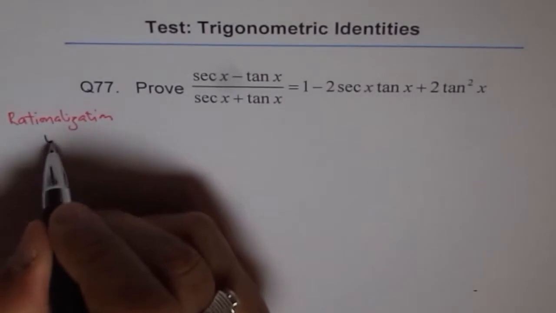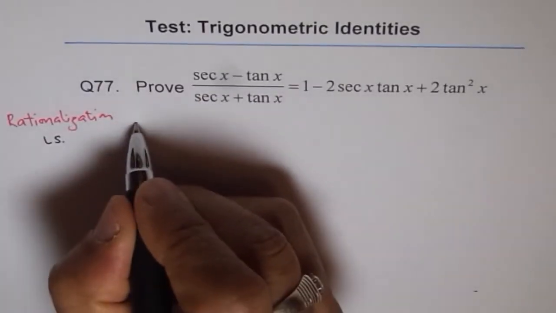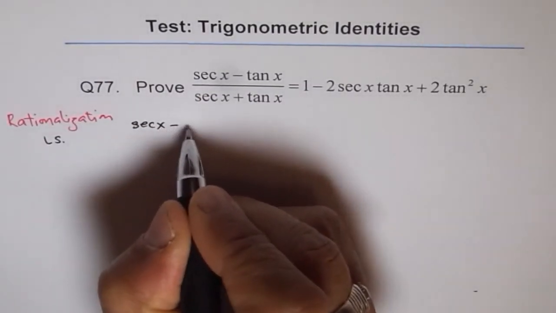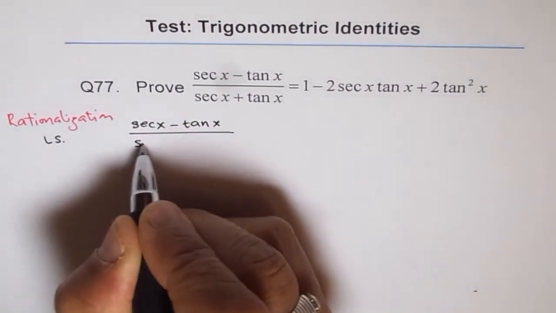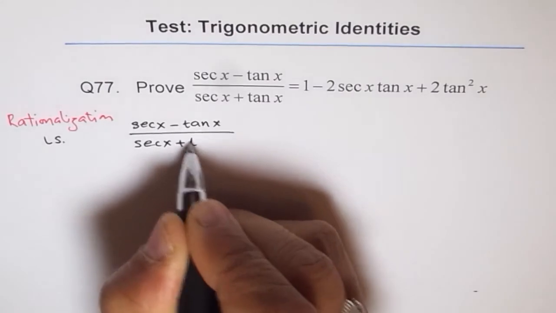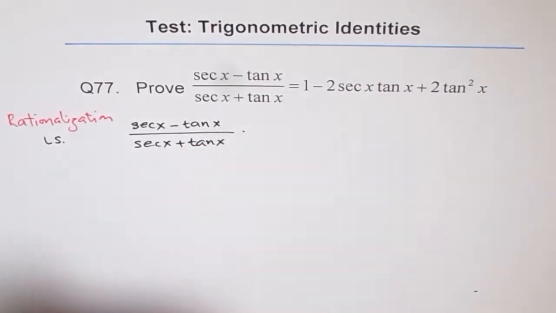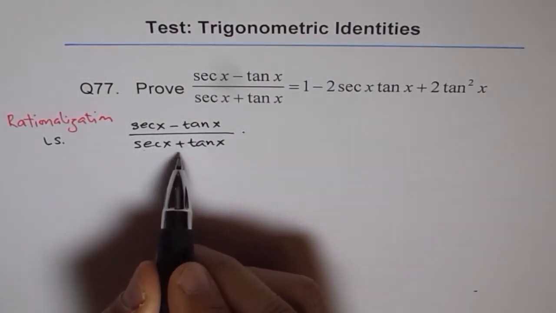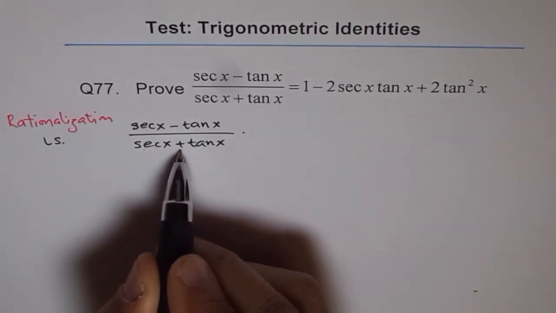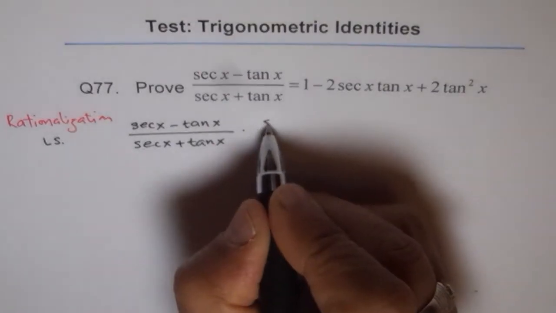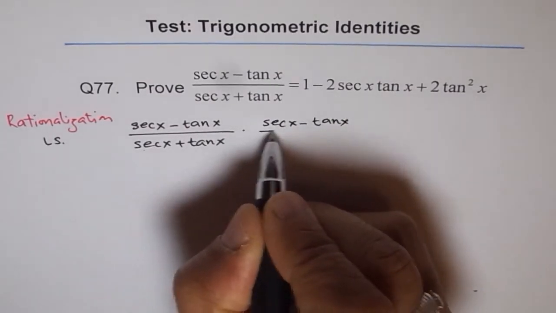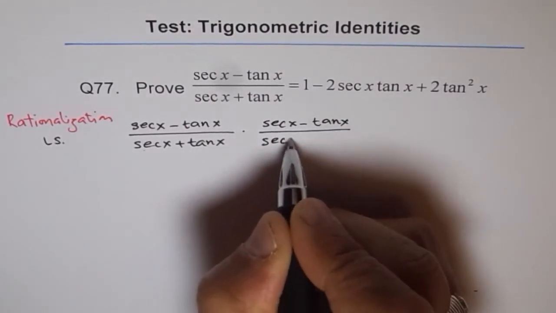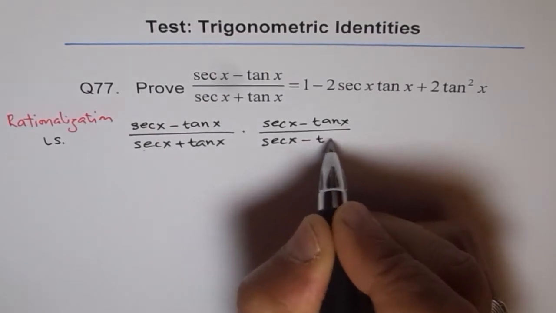We'll start with the left side, right? Which is secant x minus tan x divided by secant x plus tan x. And rationalization means we'll multiply by the conjugate. Conjugate means secant x minus, this sign changes, minus tan x divided by secant x minus tan x.